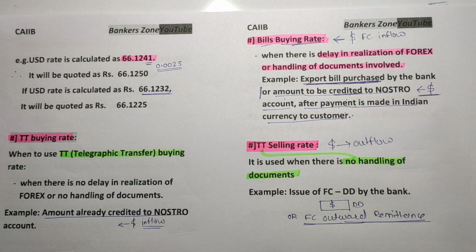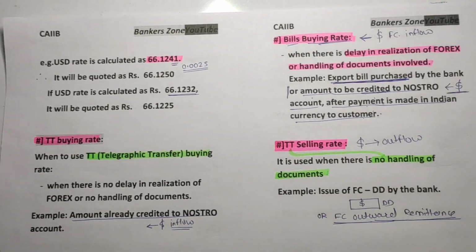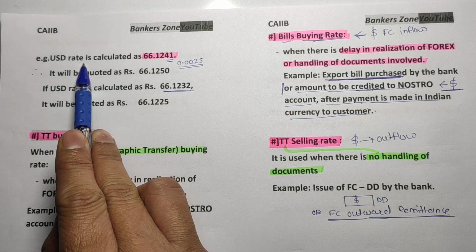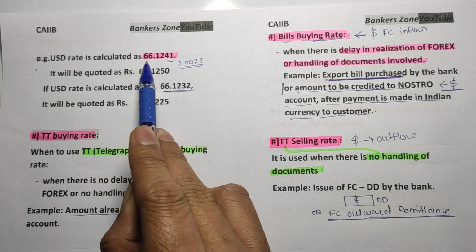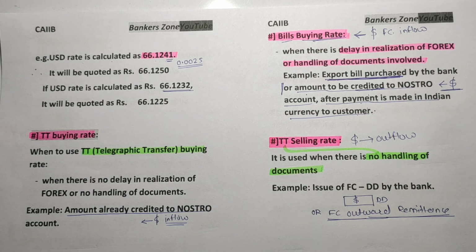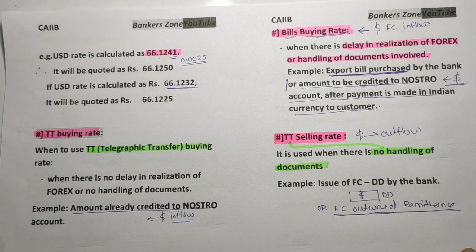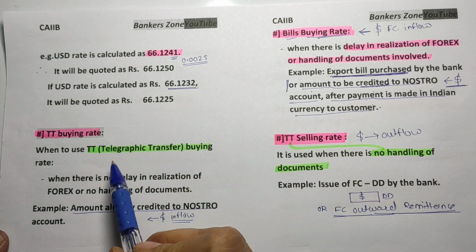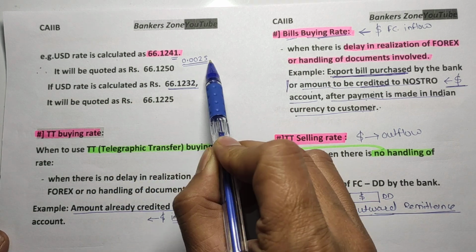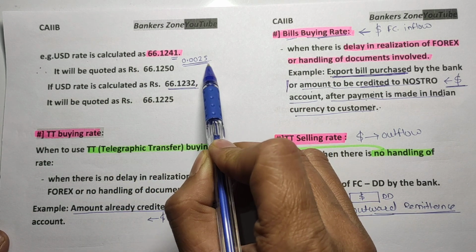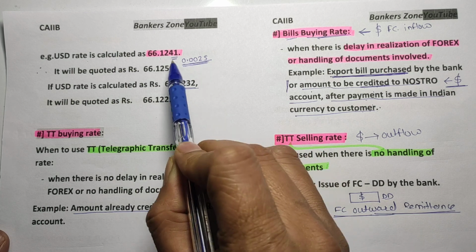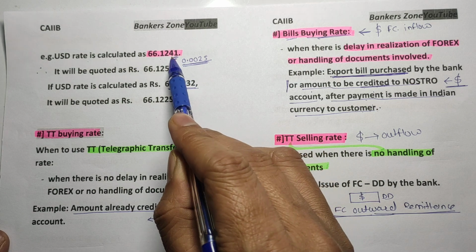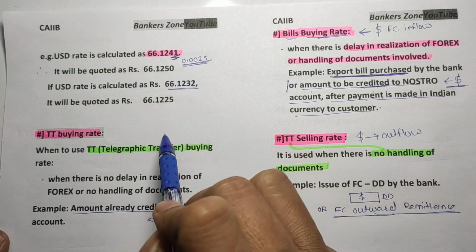Now next task, see here. I have already given one example. Suppose the USD rate is calculated as 66.1241, and now we have to round that off. So how to do the rounding off? We have already learned, according to the FEDAI rule, we have to do the rounding off using 0.0025. That means only the last 2 digits after the decimal point we have to round off.